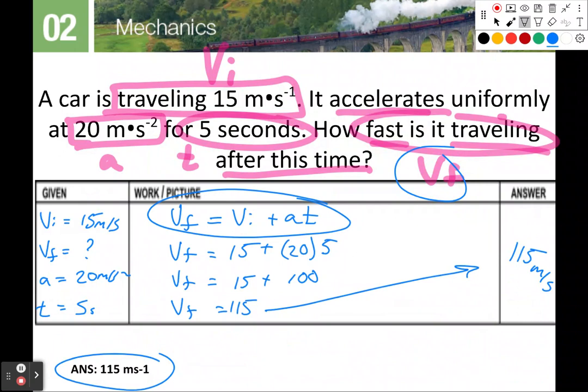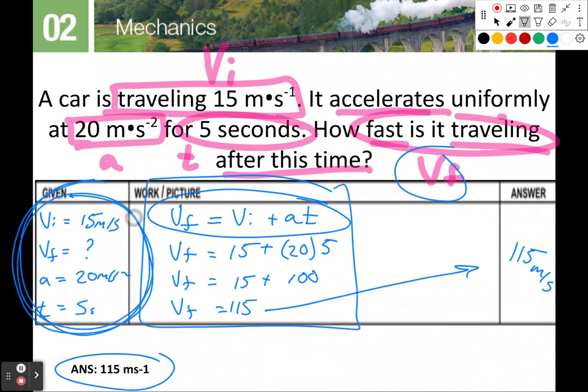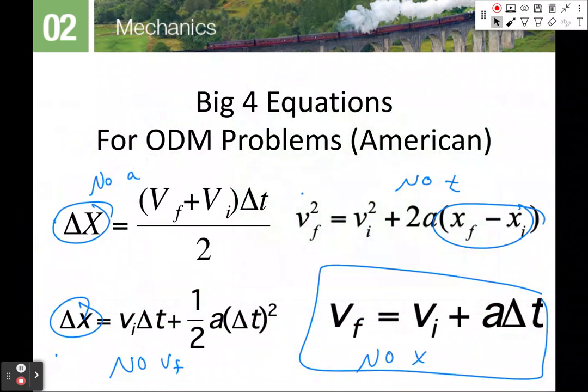That's about all you have to do, is making sure you list your givens. Then that will tell you, and it takes practice to figure out what I have or what I'm solving for. I go back to my big four. I look at them and say, which equation am I using? And then after that, I make my choice.